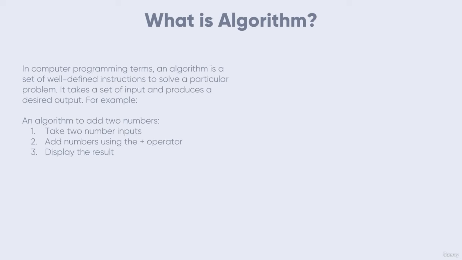What is an algorithm? In computer programming terms, an algorithm is a set of well-defined instructions to solve a particular problem. It takes a set of inputs and produces a desired output. So, an algorithm is the step-by-step, unambiguous instructions to solve a given problem. An example of an algorithm is adding two numbers.